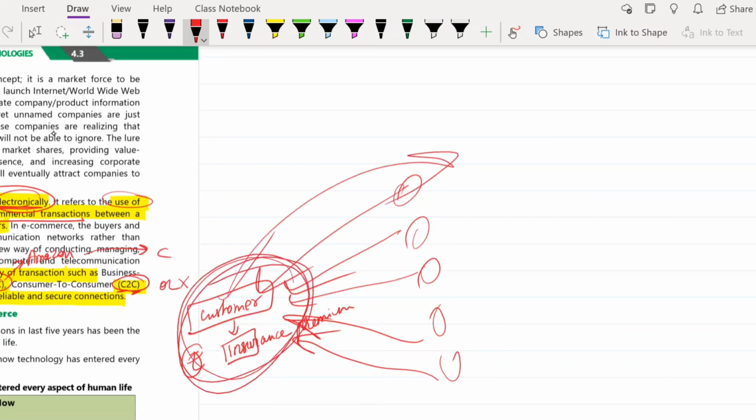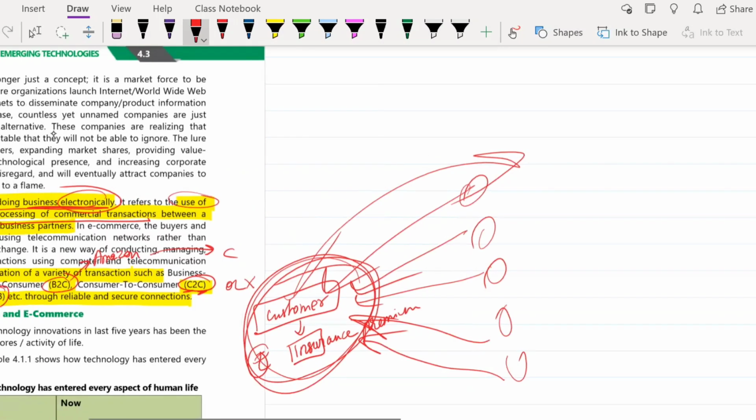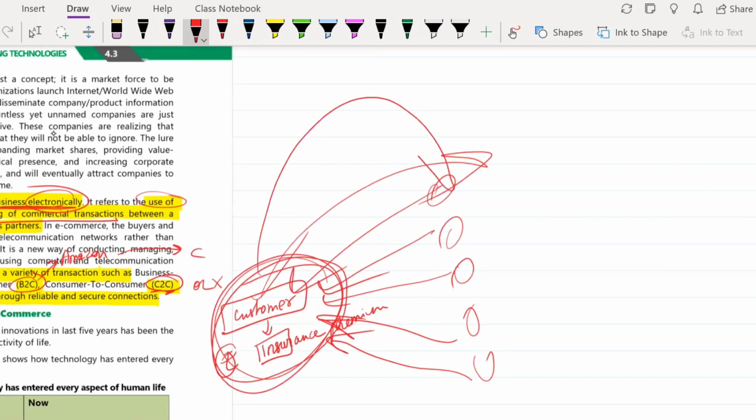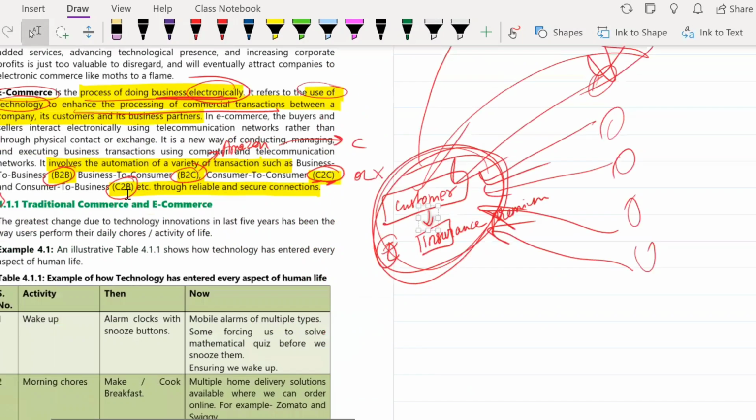Here the power is in the hands of customers, because the customer is setting the price at which he wants to pay the insurance premium. So this is nothing but consumer to business.